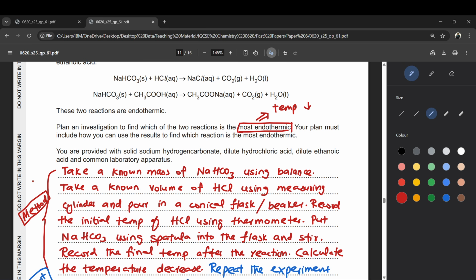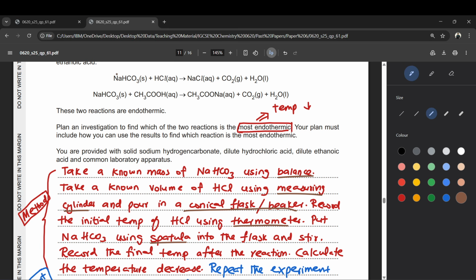So within our method, I have included the apparatus. This is the part of the apparatus: balance, measuring cylinder, conical flask or beaker, just write one, okay? Then thermometer and spatula. This is the apparatus that I'm going to use. All right. The rest of the method, which is in red, tells you the whole description and steps in sequence.